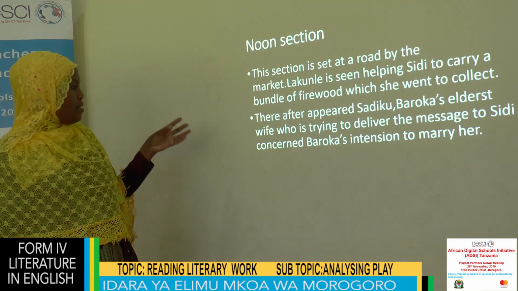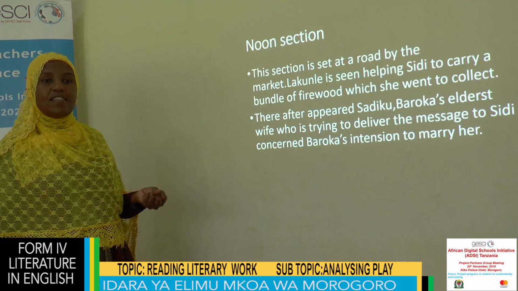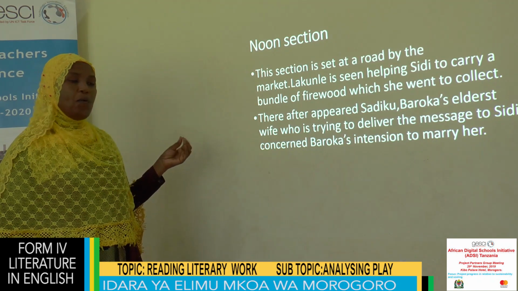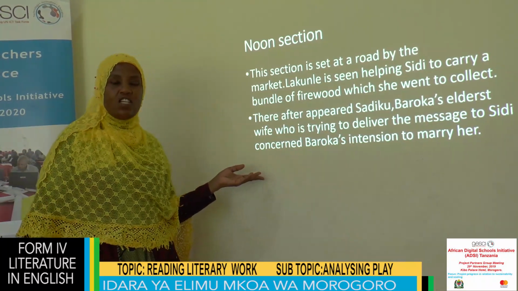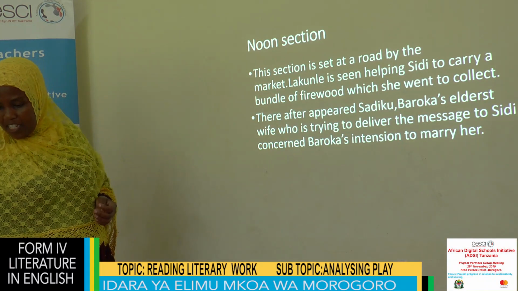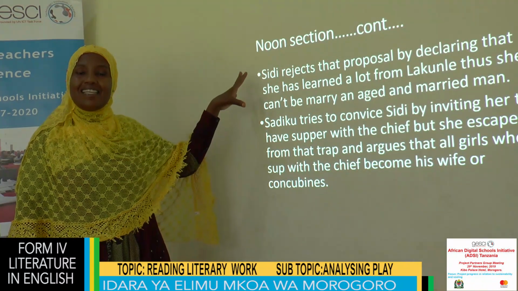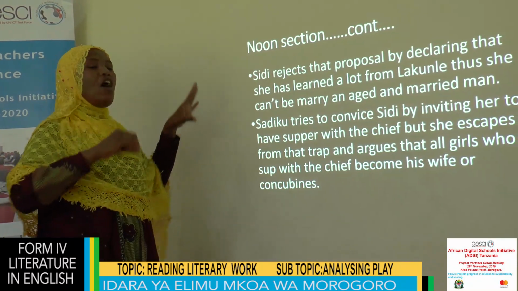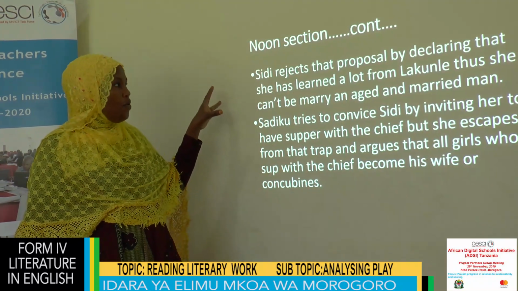Now, what happened with Sadiku? This wife is trying to deliver a message. She has been sent by Mr. Baroka to approach Sidi and propose to her, telling her that Baroka intends to marry Sidi. Delivering that message, Sidi rejected the proposal. This girl rejected the proposal of being married by the chief, an old person of about 60 years.